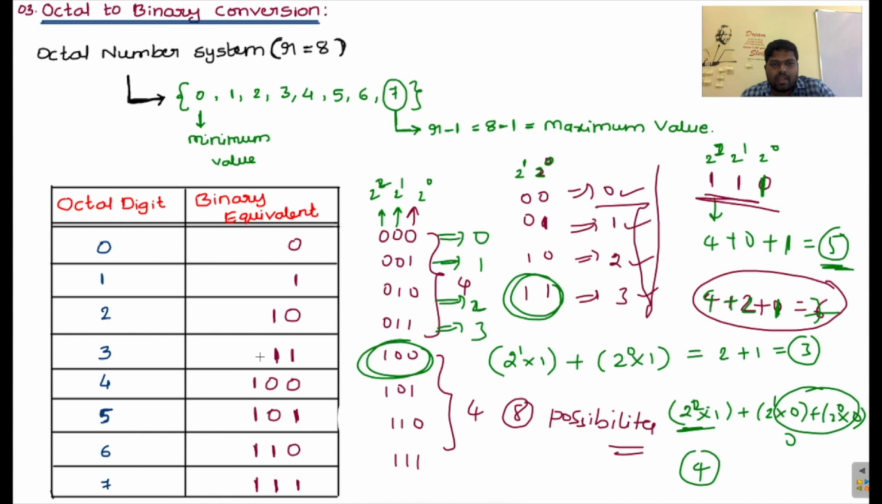So on the left most side, you need to add one more bit, that is 0. Okay, one more bit 0.